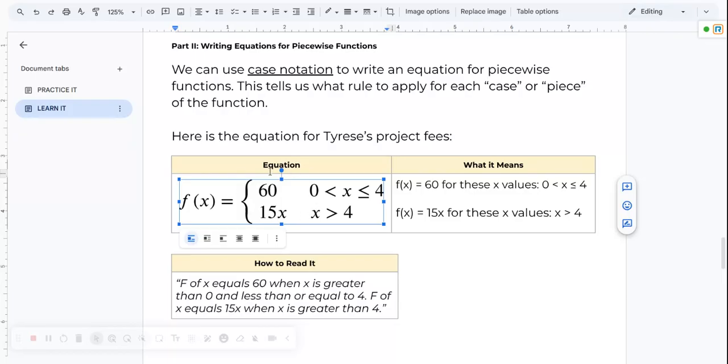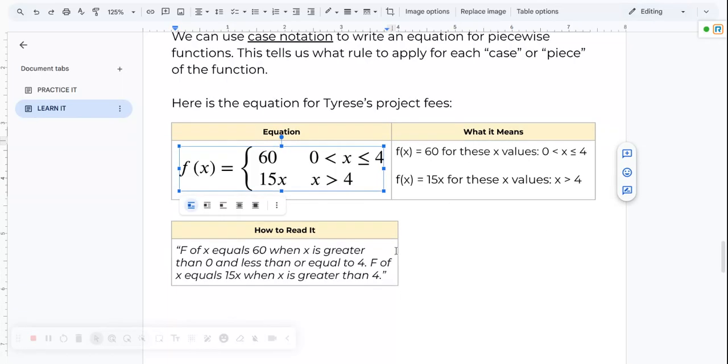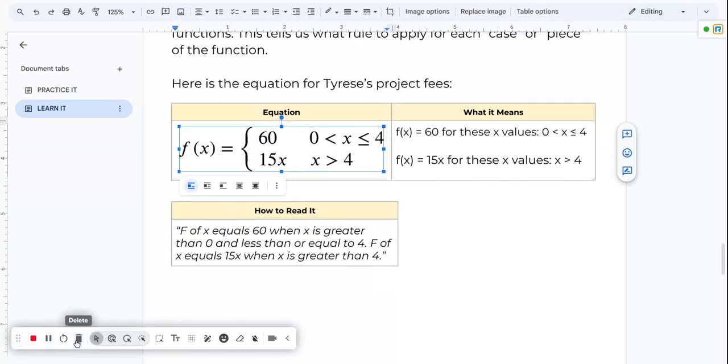He charges $15 per hour it takes him to create that project. So this is a piecewise function that represents Teresa's project fees. The fee he charges depends on how many hours it takes him. This is pretty similar to what we see with tax brackets, where the rule of what percentage you take out of your taxes depends on what your income is.